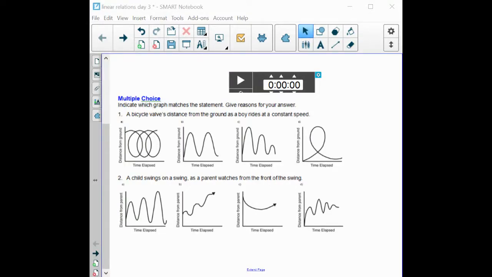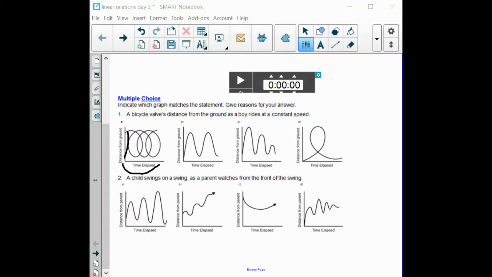So the first one says, a bicycle valve's distance from the ground as a boy rides at a constant speed. So we've got distance from the ground on the y-axis, right? So the y-axis is your distance from the ground, and then your x-axis is the time elapsed. Things to think about when you're choosing which graph makes the most sense is this is a valve on a bicycle tire, and we're asking about the distance it makes from the ground.